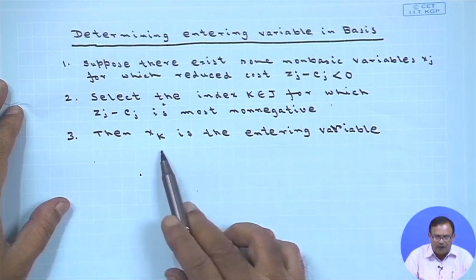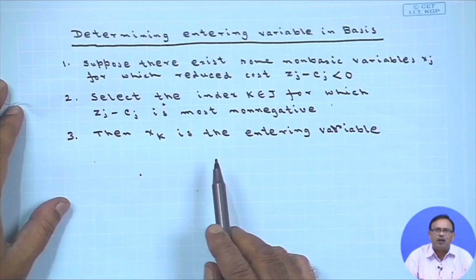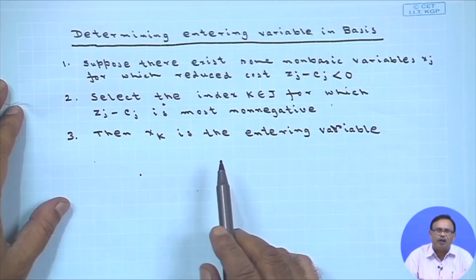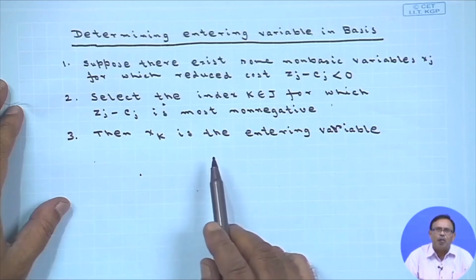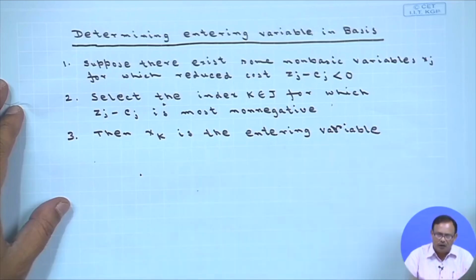So, there may be some values, and out of that, the zj minus cj which gives you the most negative value, that we will choose, and corresponding to that index k, xk will be the entering variable. So, for the entering variable I have to check the value of zj minus cj, and the most negative zj minus cj I will choose, and the corresponding variable xk will be the entering variable.